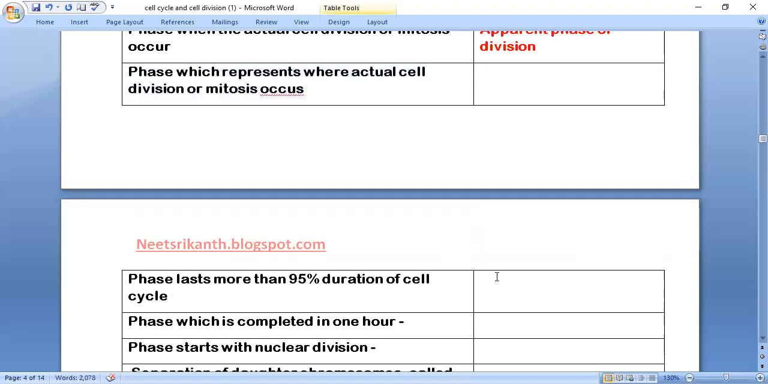The phase which represents the actual cell division, where division or mitosis occurs, is the M phase. The phase that lasts more than 95% of the duration of the cell cycle is interphase. The phase which is completed in 1 hour is the M phase, mitosis. The phase starts with nuclear division, mitosis.